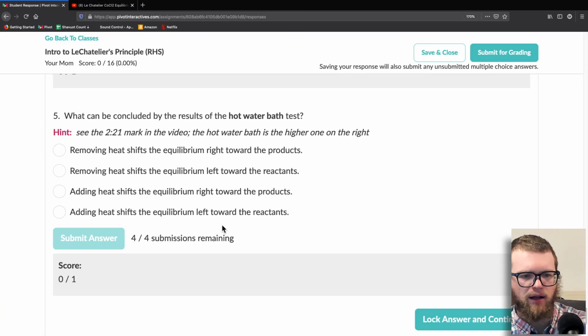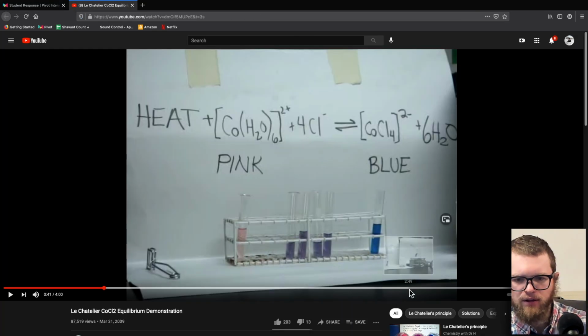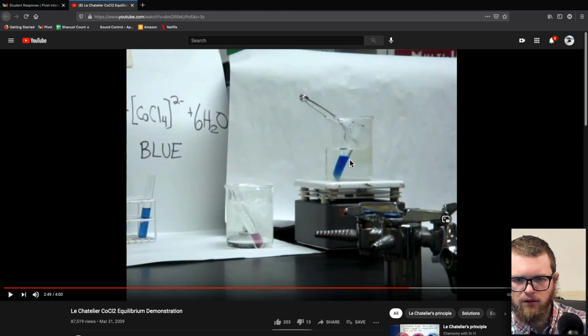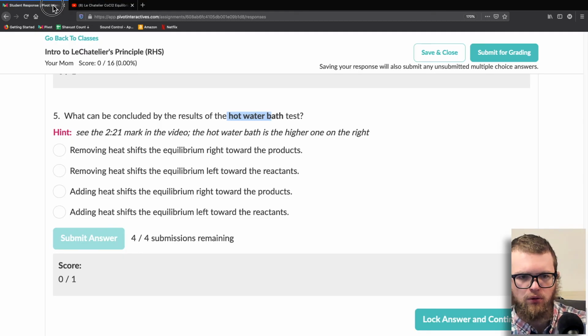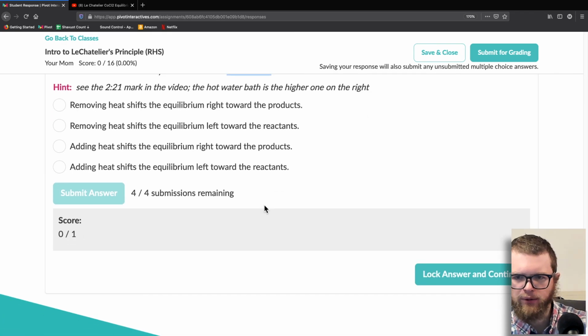So how about that? What can be concluded by the hot water bath test? Well, the hot water bath is the one up here on the hot plate, and that is turning blue. So what do we think?